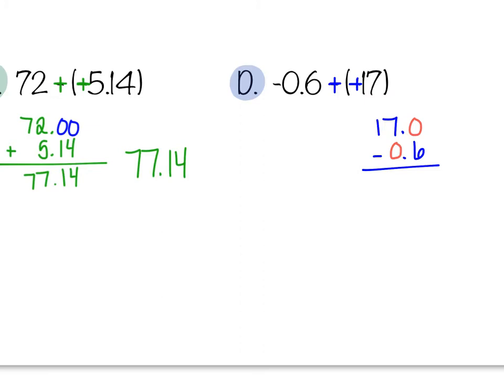And we cannot do 0 minus 6. We're going to borrow from the 7, make it a 10. 10 minus 6 is 4. Drop down the decimal point. 6 minus 0 is 6. 1 minus nothing is 1. Keep the sign of the larger number. Well, we clearly have more positives than we do negatives. So our answer is going to be positive 16.4.